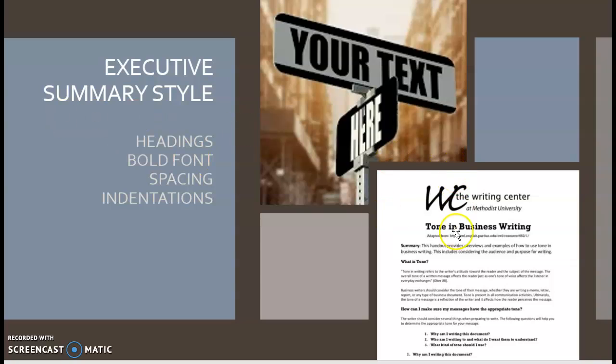So again, your nonverbal elements are your road signs. It allows the reader to find what they need and go directly to it. So use the nonverbals to their utmost ability.